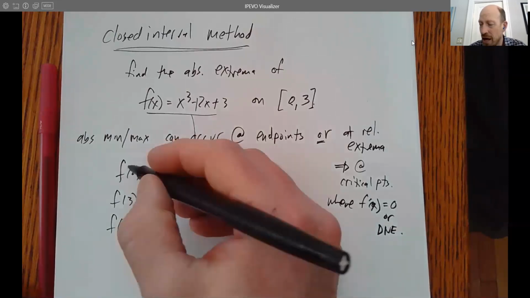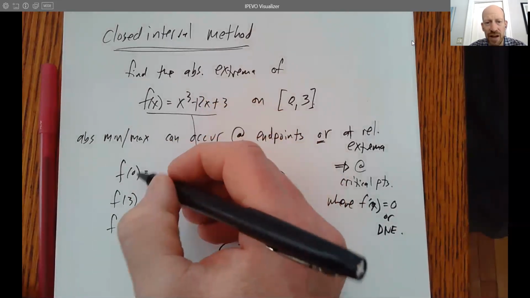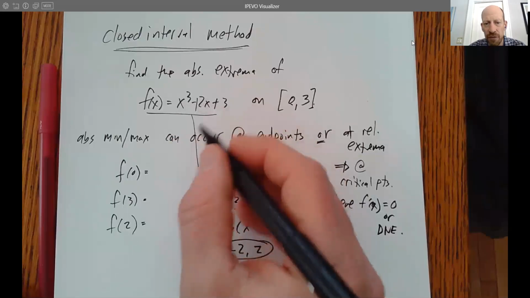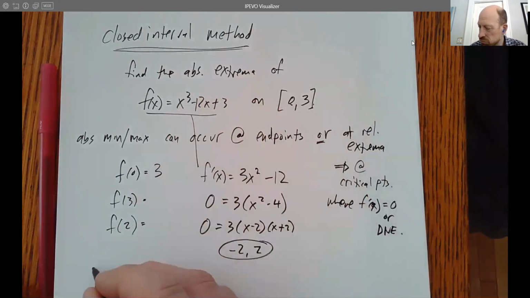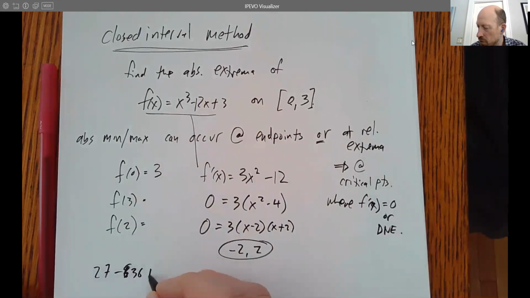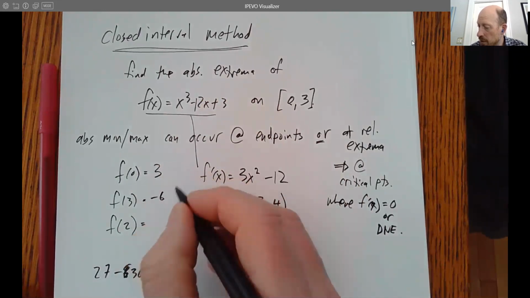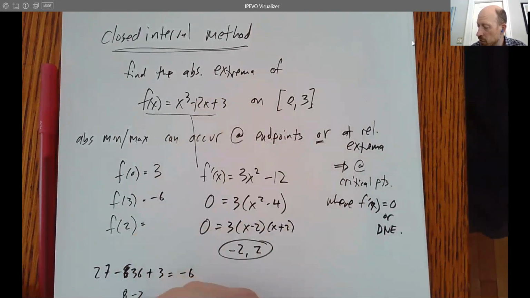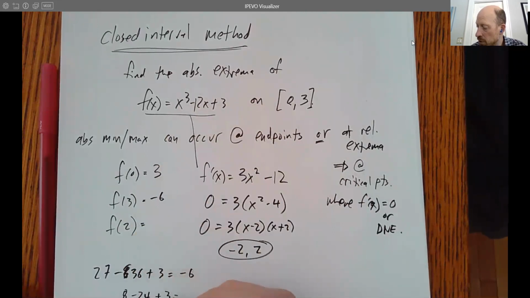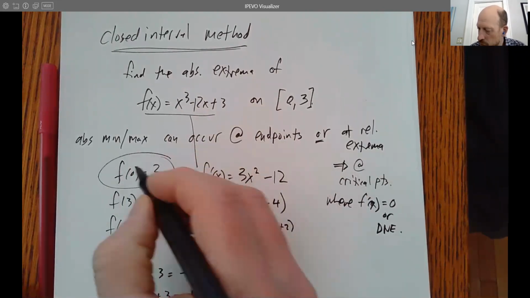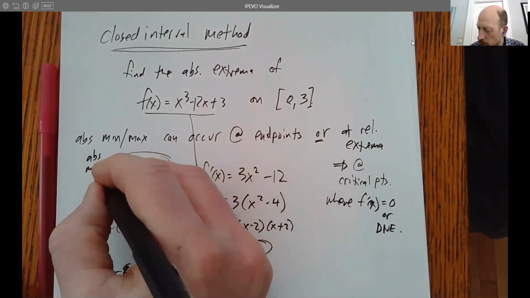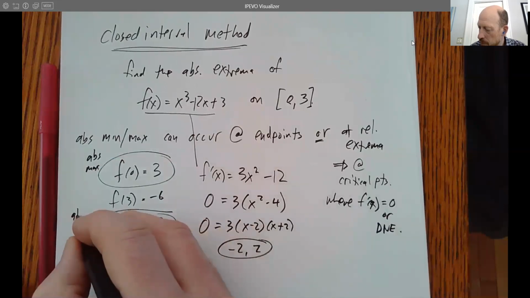So to figure it out, I just brute force here. I plug each value into the function. F of 0 is 3. F of 3 is 27 minus 36 plus 3, that's -6. And F of 2, what's that? 8 minus 24 plus 3 is -13. So absolute max, absolute min.